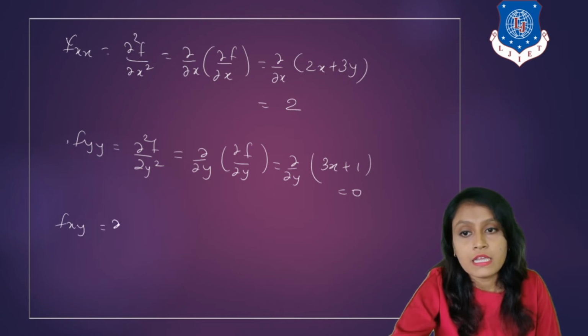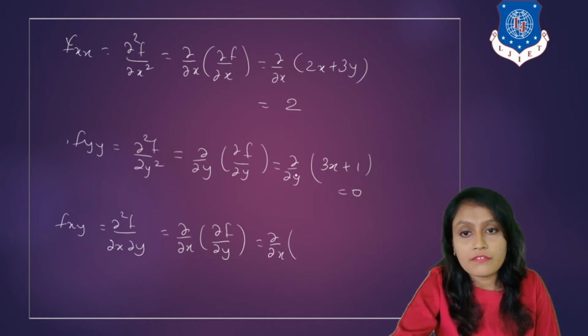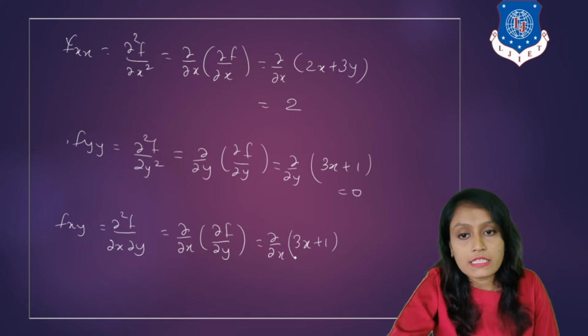Next, f_xy, that is del square f by del x del y. So here we will write it as del by del x of del f by del y. Now, del by del x as it is. What is del f by del y? 3x plus 1. So write down 3x plus 1. Now take the derivative with respect to x keeping y constant. So the answer of this is 3, and the derivative of this one is 0.